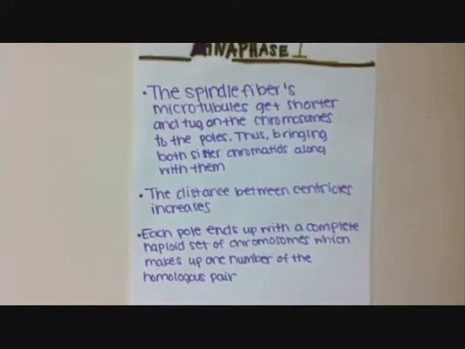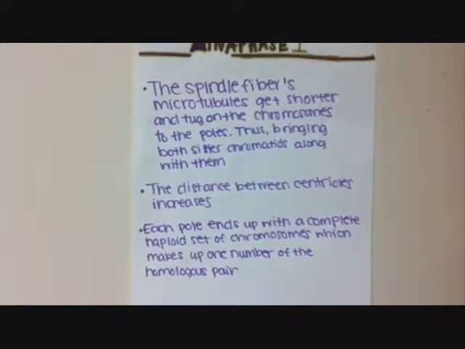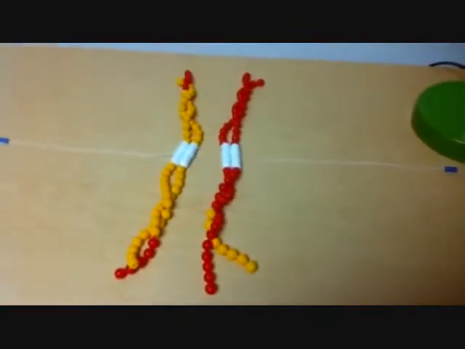It ends up with the complete haploid set of chromosomes, which makes up one member of the homologous pair. So now this is the process of anaphase 1.